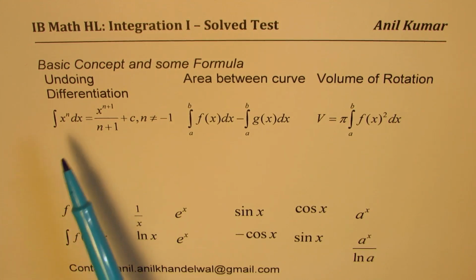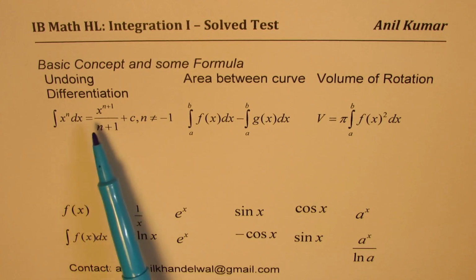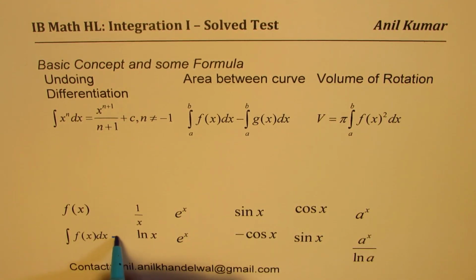The formula for normal polynomials: the integral of x to the power of n will be x to the power of n plus 1 divided by n plus 1, plus c. n, of course, cannot be minus 1. Other standard formulas are given here. These are the functions, these are the integrals. You definitely need to add the value of c, right?